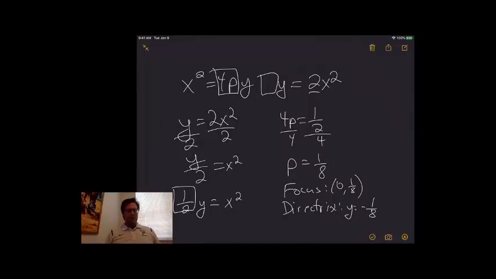So that is what we need to do when we have an equation that's not in the form we want, x squared equals 4py. Solve for the x squared, get the x squared by itself, and then once again set that y's coefficient equal to 4p. You get the focus and the directrix. I know this is kind of a new thing, but this is the next step in working with parabolas.